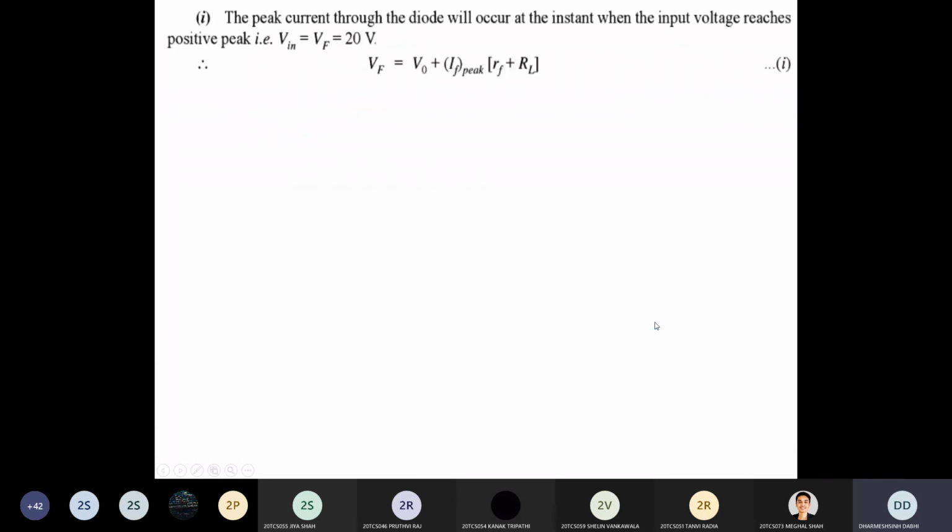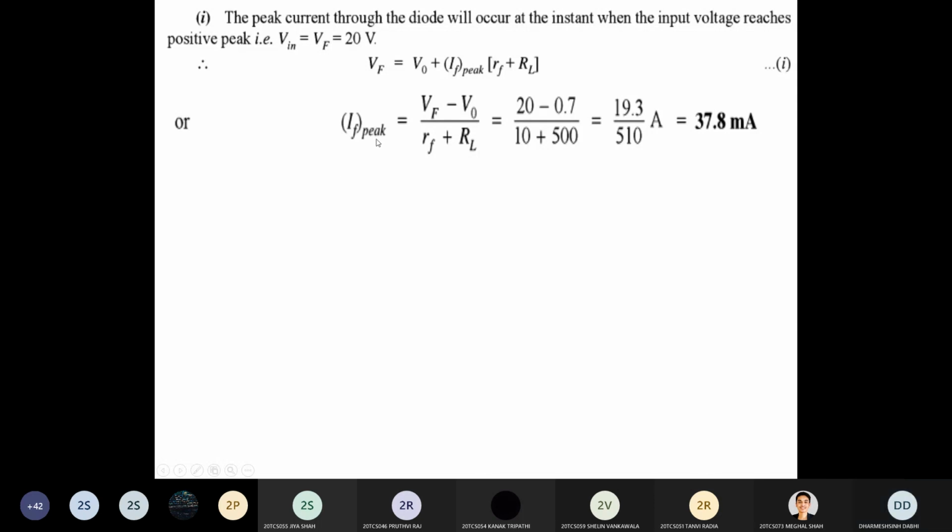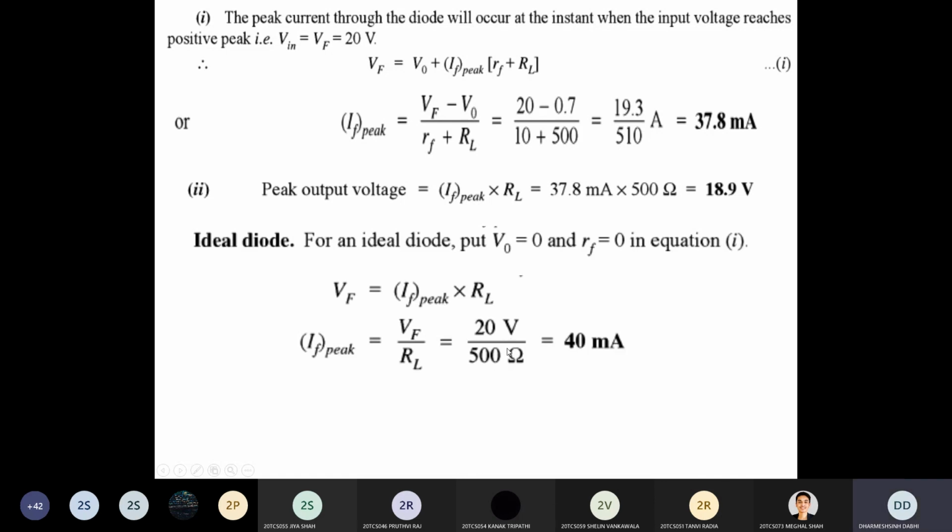So for this ideal diode, what is the value of peak current? You use the same equation, but V0 becomes what? 0, because this is an ideal diode, there is no voltage drop, as well as this Rf forward resistance drop is also 0. So now the equation becomes what? VF divided by RL. So that is 20 divided by 500. If you calculate, it is 40 milliampere peak value of diode current. If you assume an ideal diode, V0 is 0 and Rf is 0. Put in this equation, so you get the answer 40 milliampere.